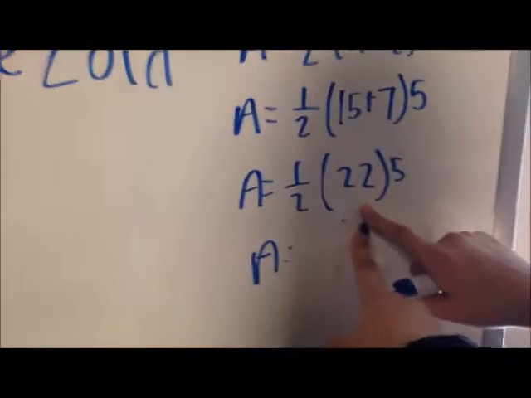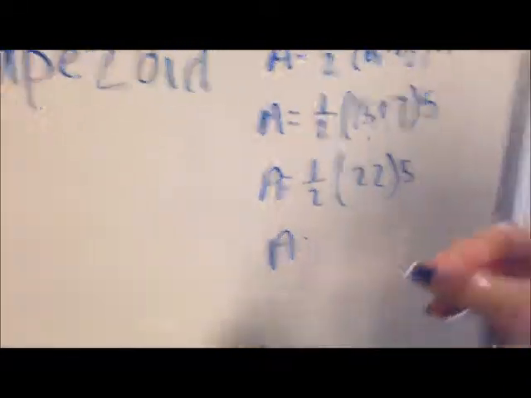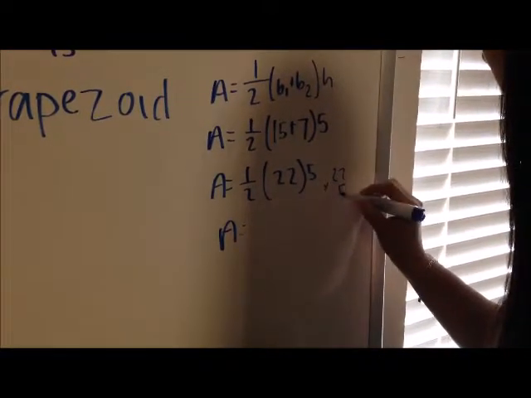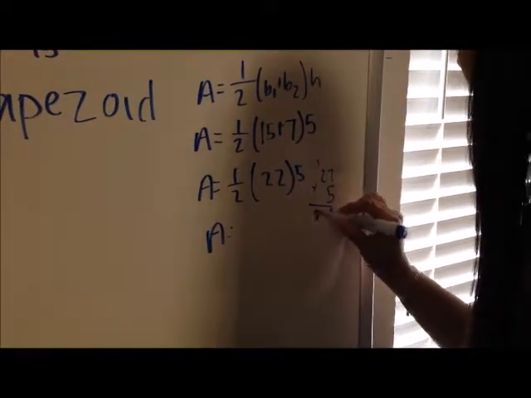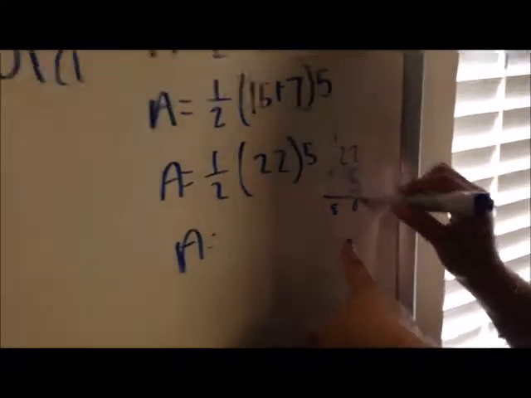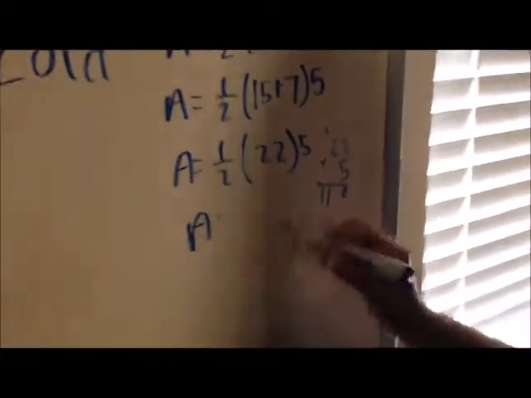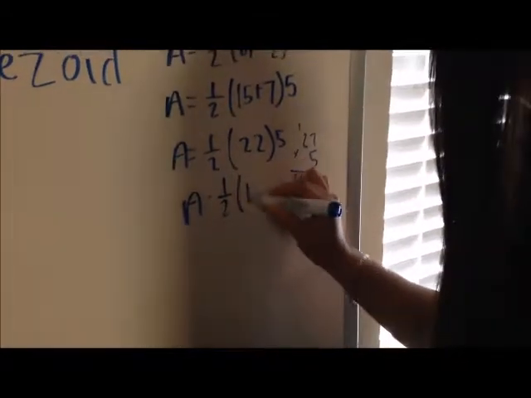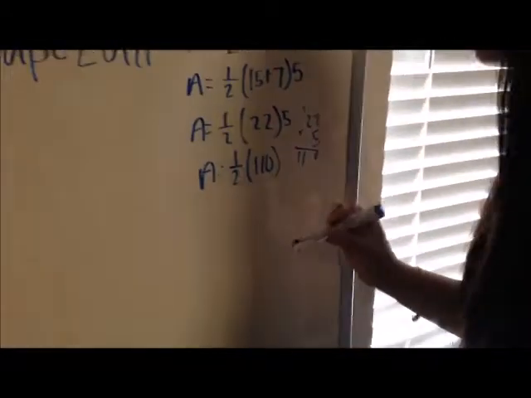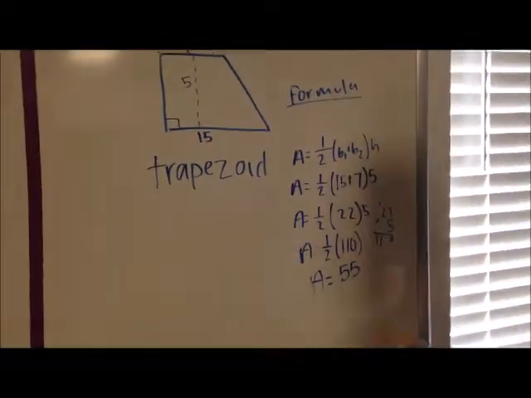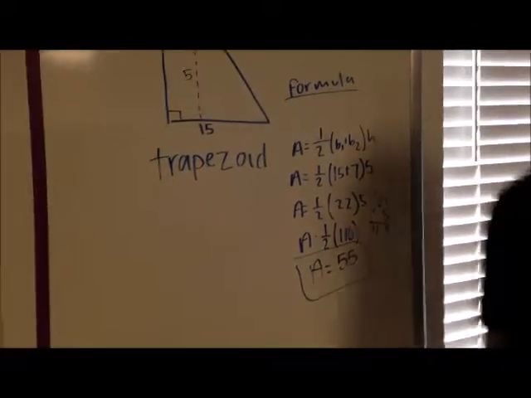So you multiply 22 and 5 to get... What's 22 times 5? 5 times 2 is 10, Mr. D. 10. Plus 1 is 11, so you get 110. Oh, yeah, my bad. 110. Like that. And then half of 110 is 55. So the area of the trapezoid is 55.